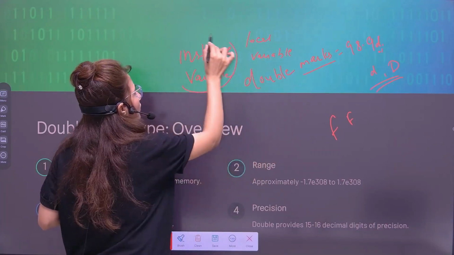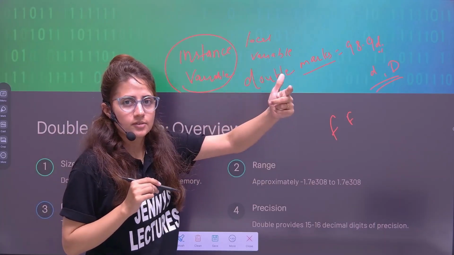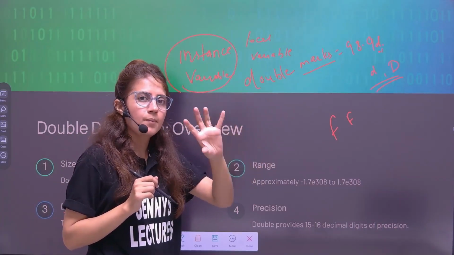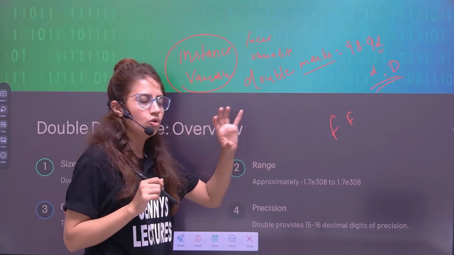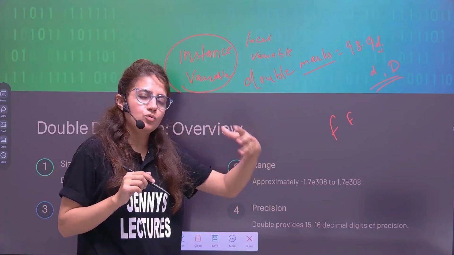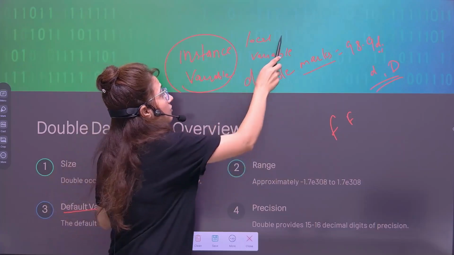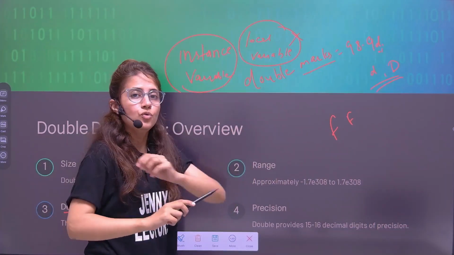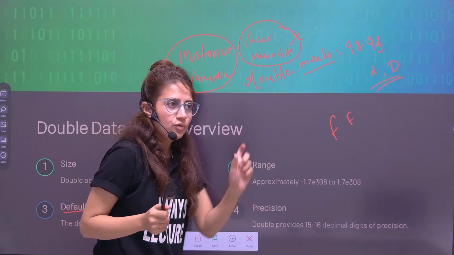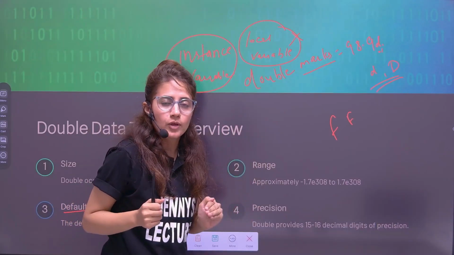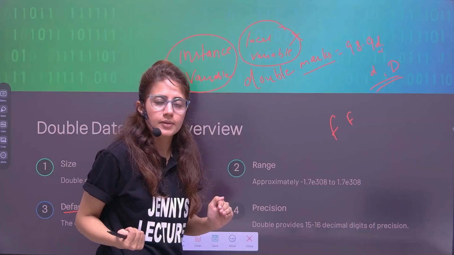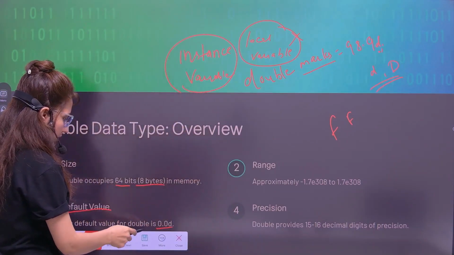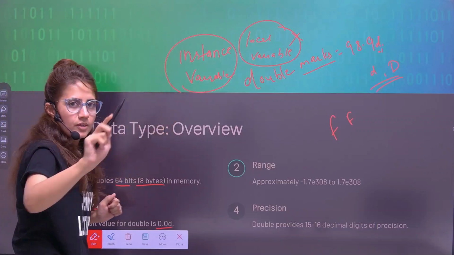So instance variables or class-level variables: those variables only, if you don't initialize them, then the compiler will automatically assign some default value to them. But the default value would not be assigned to local variables. If you declare a local variable and don't assign any value, and if you are using that local variable, then it will give an error. So this default value is just for instance variables.